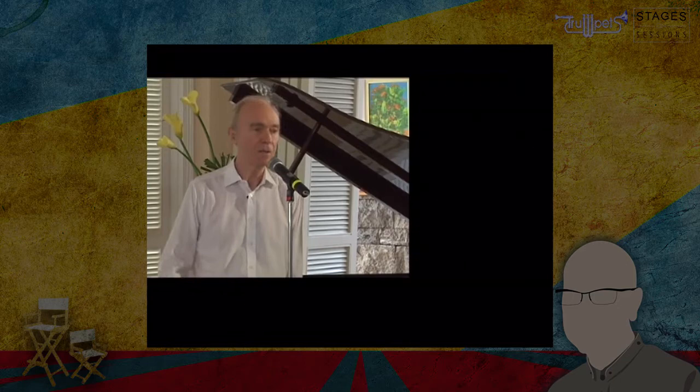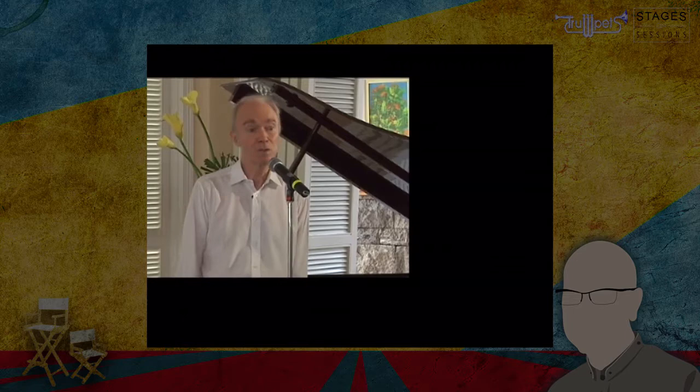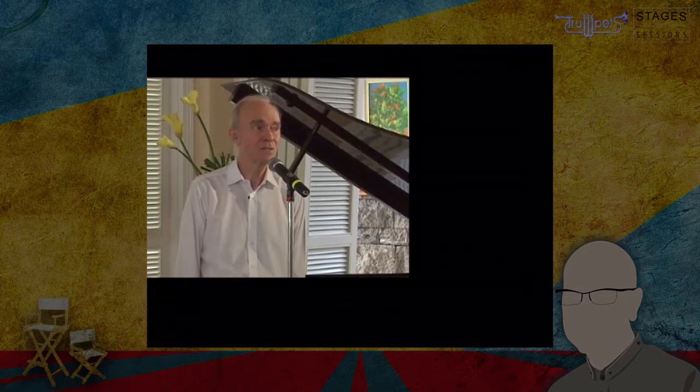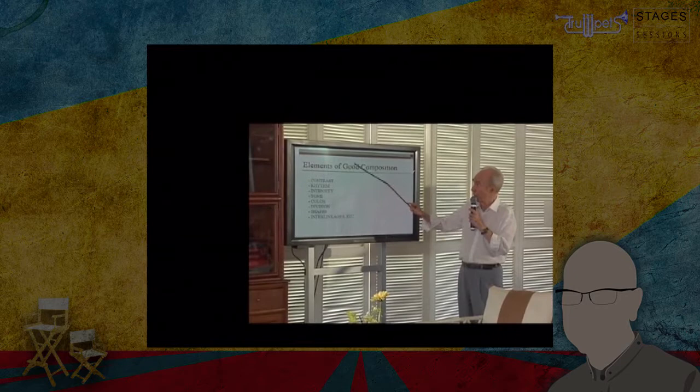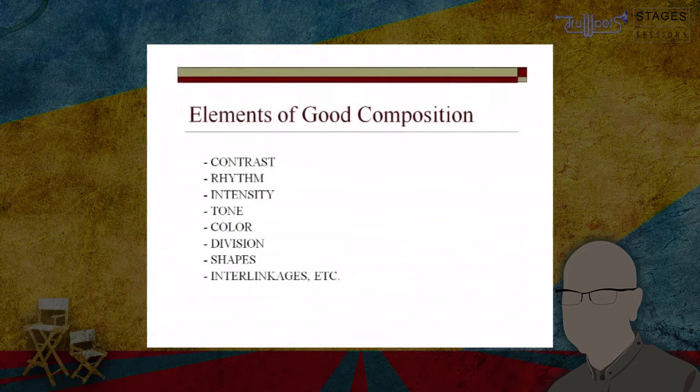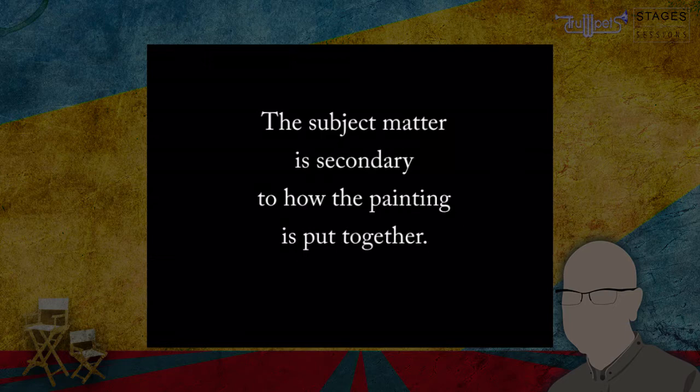If you learn about composition, which I'll try to explain as far as I can convey to you, there is this thing about how things are put together. This is what composition can be, must be achieved. Elements of good composition, of course, are in the contrasts, in the rhythms, in the intensity, in the tone, in the color, in the division, the shapes, and interlinkages. Very, very simple rules apply.